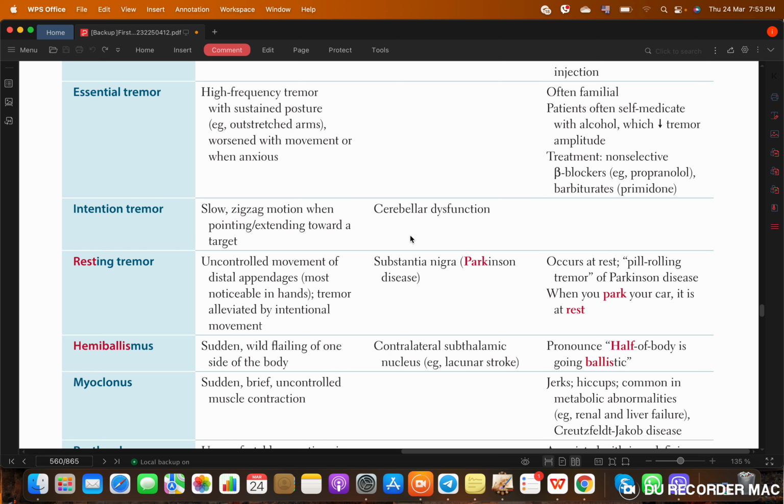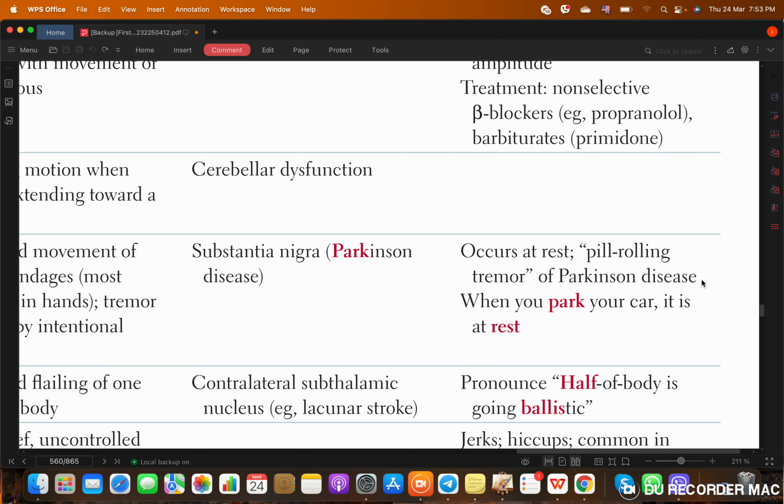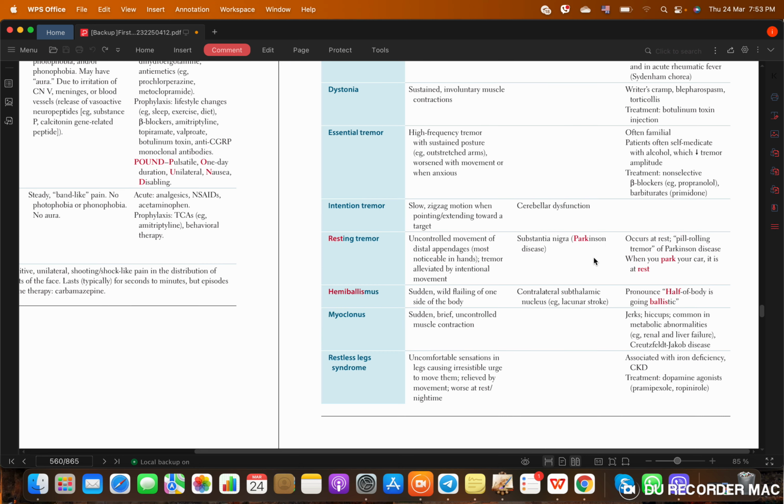Basically, it's the opposite of essential tremor, which is when you are doing nothing, essential tremor doesn't exist. But if you purposefully try to do something, the tremor gets worse. The resting tremor is vice versa, which means if you do nothing, you are shaking. If you start to do something, it goes away. It's a lesion in the substantia nigra in Parkinson's disease. It occurs at rest. It's a pill-rolling tremor. Basically, the patient keeps shaking at rest in Parkinson's disease.